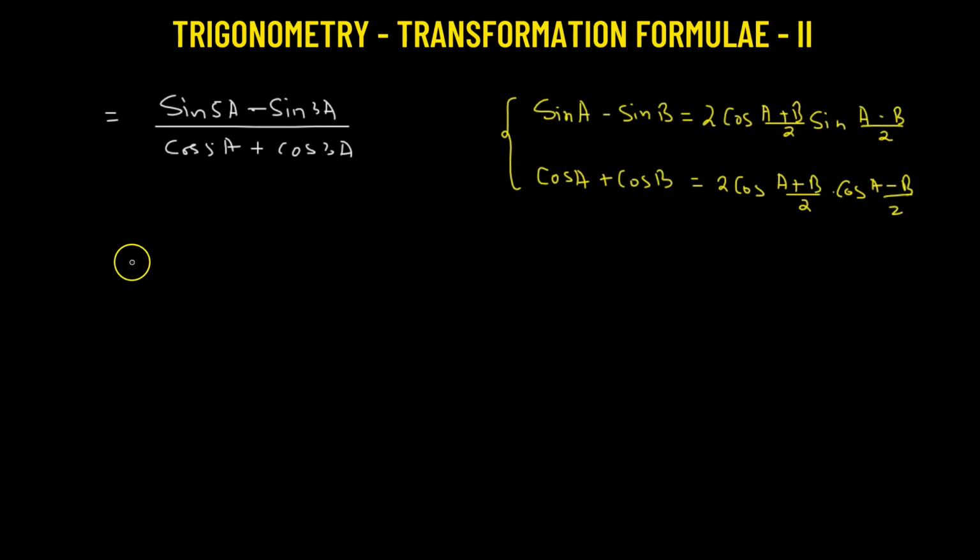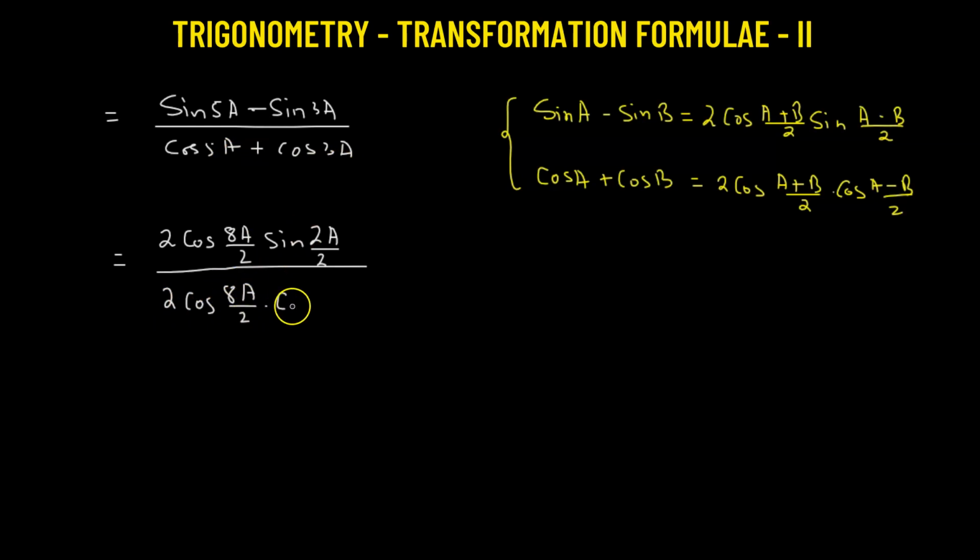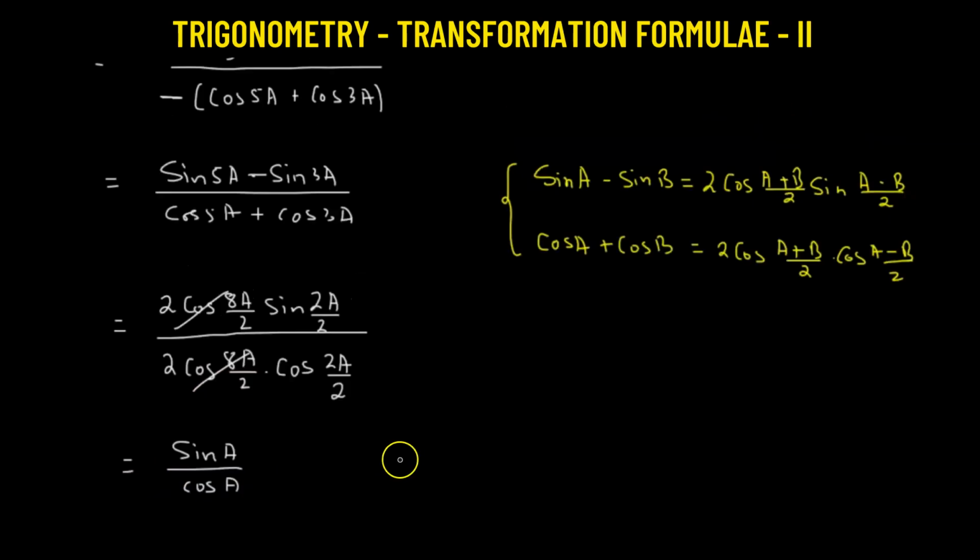So we will now get sine 5a minus sine 3a, that will be 2 times cosine of angle 5a plus 3a, that's going to be 8a over 2, multiplied by sine of 5a minus 3a, that's 2a over 2, whole divided by 2 times cosine of angle 5a plus 3a, which is 8a over 2, multiplied by cosine of angle 5a minus 3a, that's going to be 2a over 2. So we can immediately factor out 2 times cosine of 8a over 2 from the numerator and the denominator. Now in the numerator, we are left with sine a divided by cosine of a in the denominator. And this ratio is nothing but the tangent function. So this is tangent of a, which is the final value.